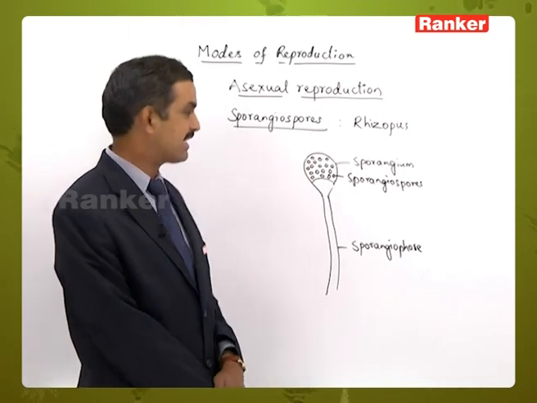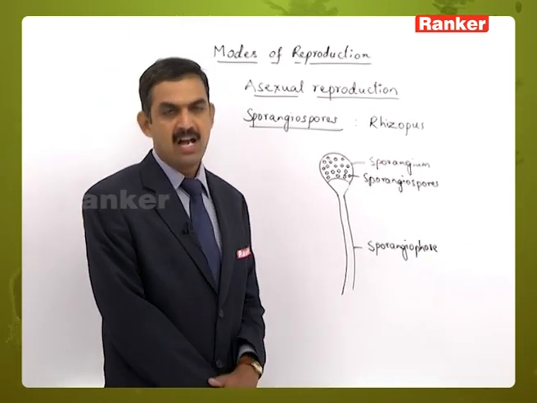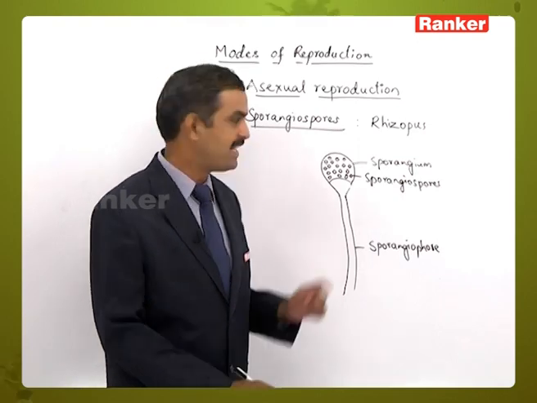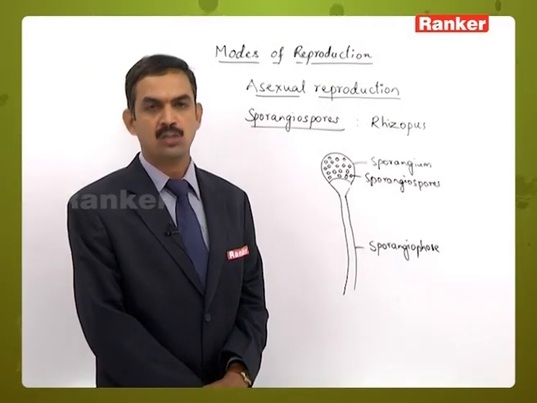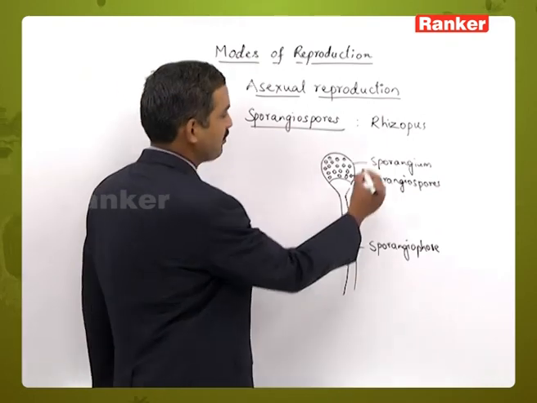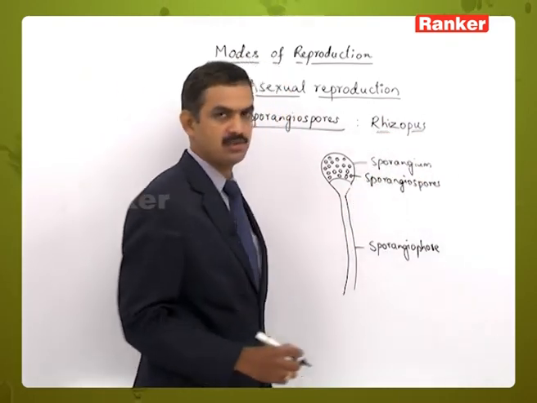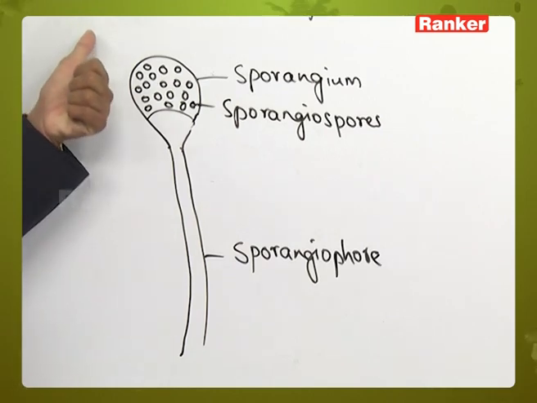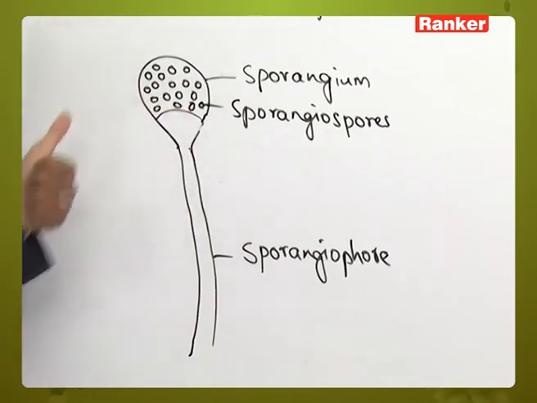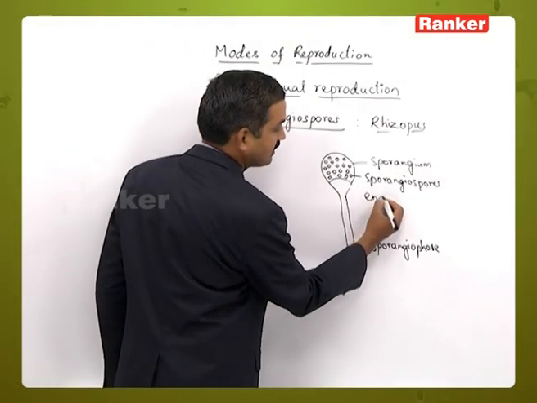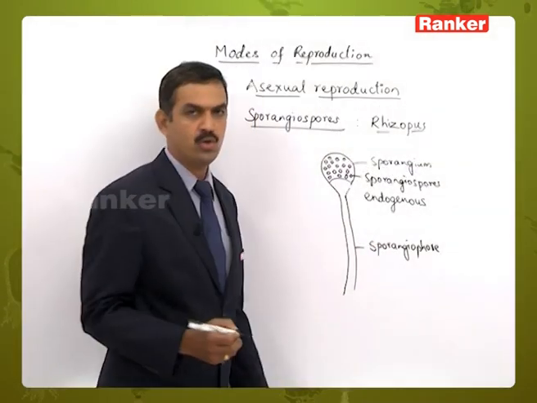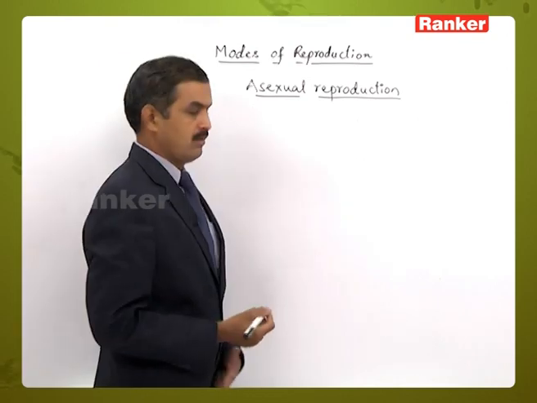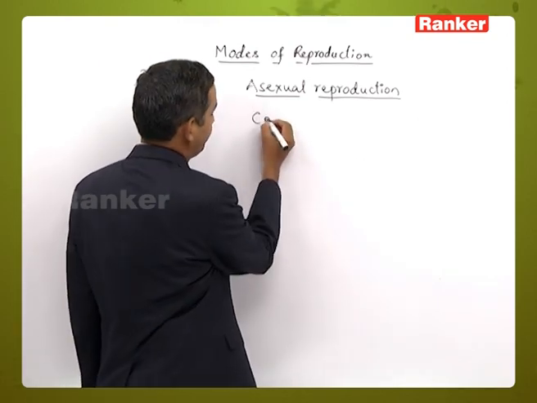They are carried by the wind, and when they fall on a suitable substratum, each sporangiospore will germinate and give rise to the daughter plant. So this can be seen in Rhizopus species. Here, as the sporangiospores are formed inside the sporangium, these are endogenous in their origin. Okay, next one is conidia.